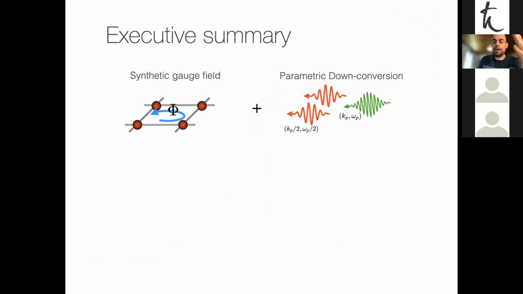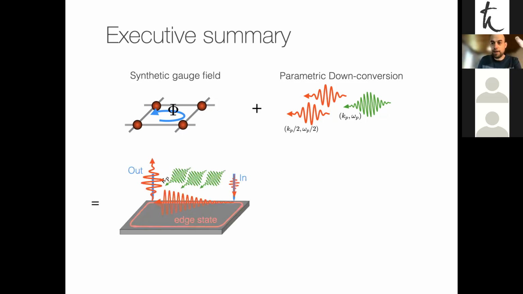So basically what we are doing is combining in a clever way a system where we have an array of cavities where the photon can hop from cavity to cavity, and if they go around the plaquette, they pick up a phase. This is what is known as a synthetic gauge field, and we combine this with parametric amplification. If you do it in the right way, it's possible to have a system where if you inject a photon in the input port, it is going to go into the system, propagate unidirectionally, be amplified along the way, and then the whole signal will come out at the output port of your amplifier.